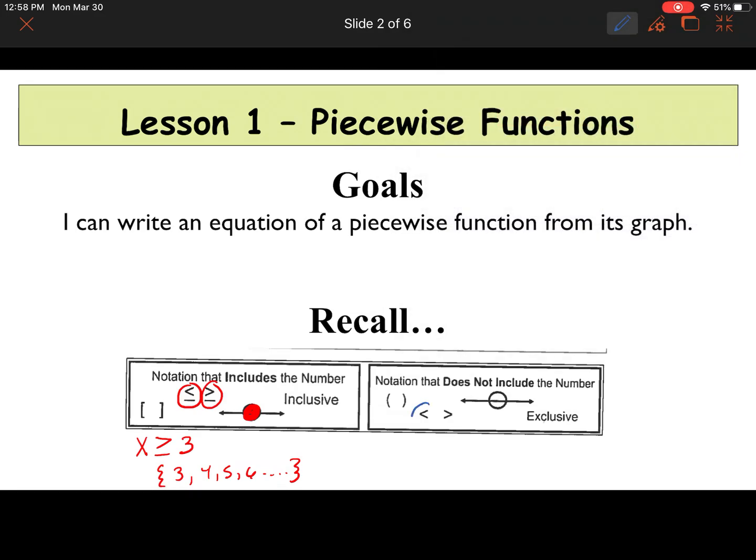Notation that means not included does not have the line underneath the inequality symbol, or is an open circle, means it does not include. So x is greater than 3 means that we do not start with 3, but we start with the number that's greater than 3. So 4, 5, 6, 7, and so on to infinity.